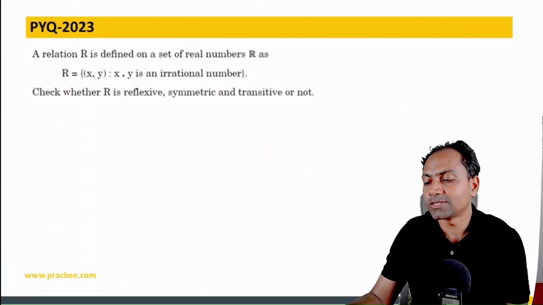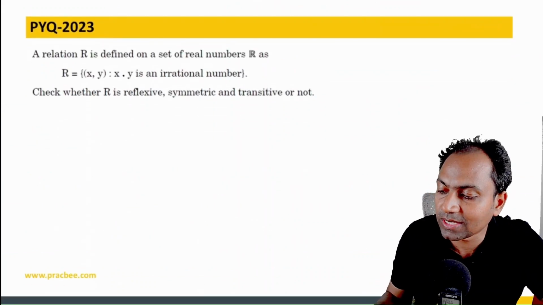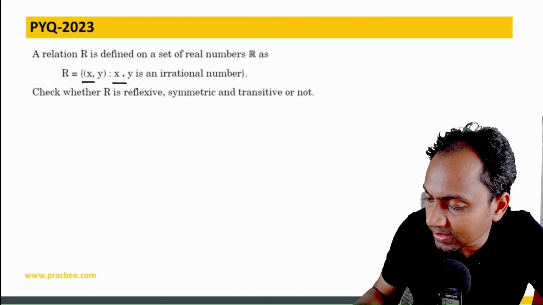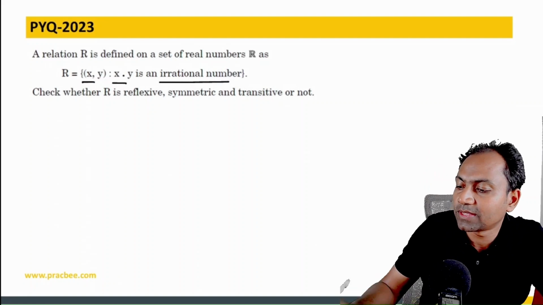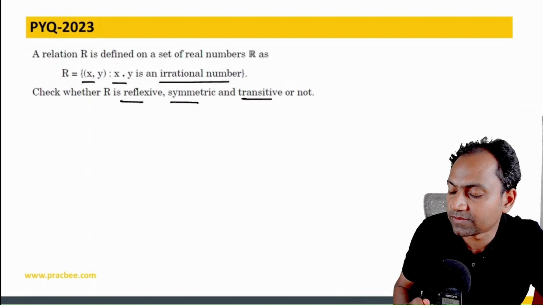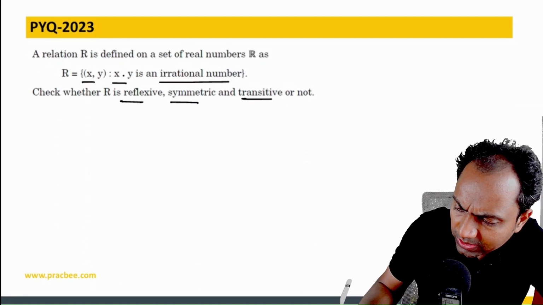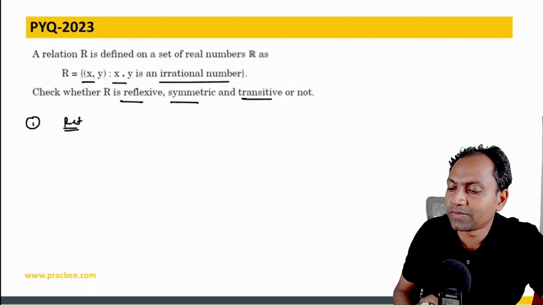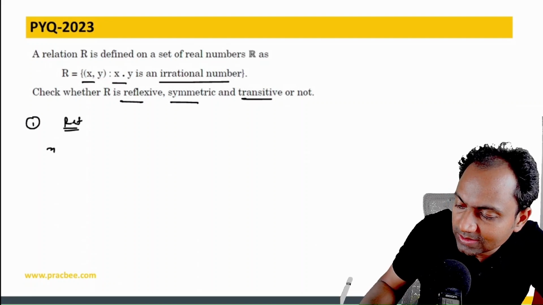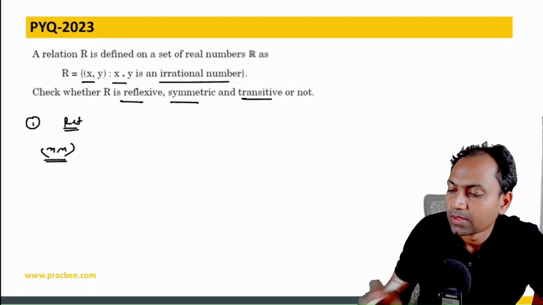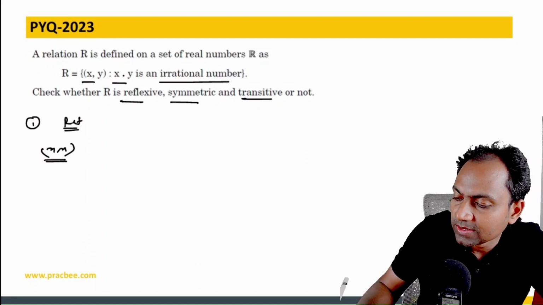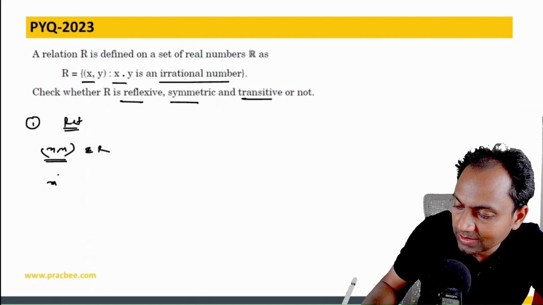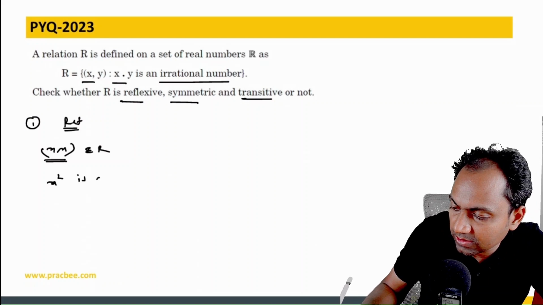Now if I move further, there is this 2023 question that talks about a relation R defined in the set of real numbers as x comma y such that x into y is an irrational number. Check whether it is reflexive, symmetric, and transitive or not. So the first thing that we are going to do here is check for reflexive. What reflexive says is, if I take x comma x, it should belong to R. So if I am taking x comma x, and based on this relationship, if x comma x belongs to R, that would mean x square is an irrational number.